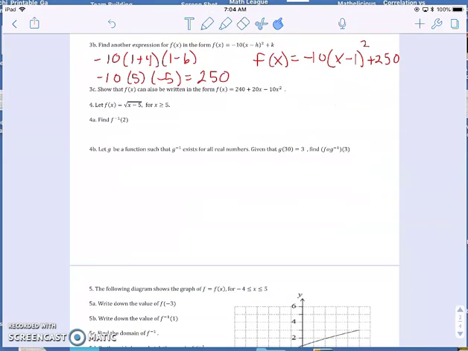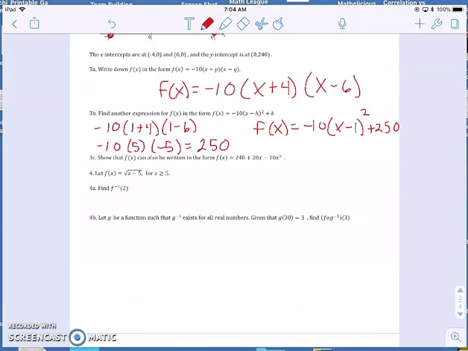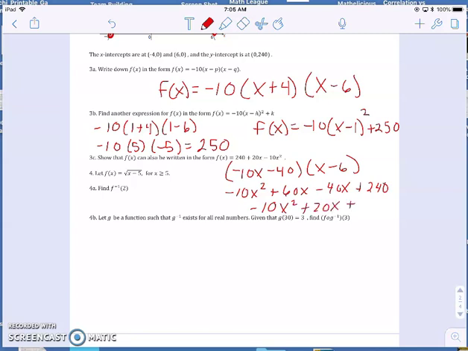So 3c, show that f of x can also be written in this form. So that means we have to multiply it out. So we have negative 10 times x plus 4 times x minus 6. So if we distribute, negative 10x squared plus 60x minus 40x, negative 40 times negative 6 is plus 240. So we have negative 10x squared plus 20x plus 240.